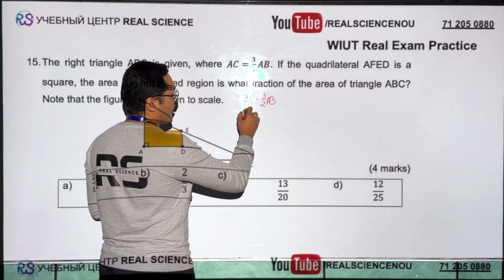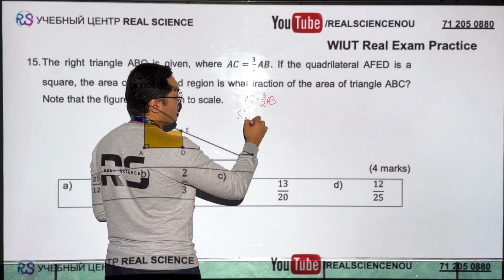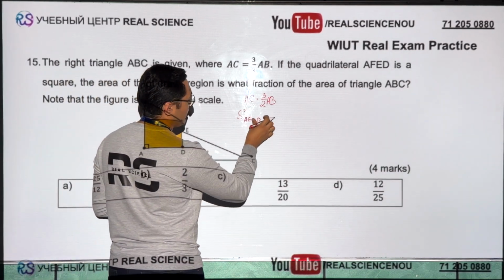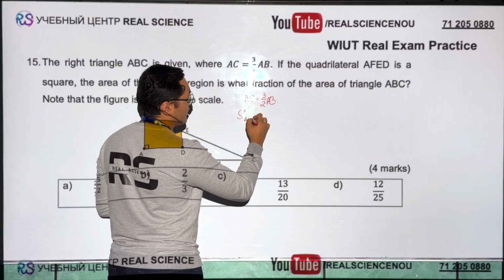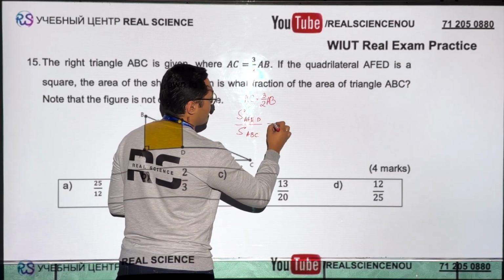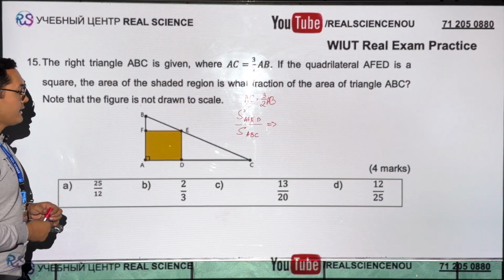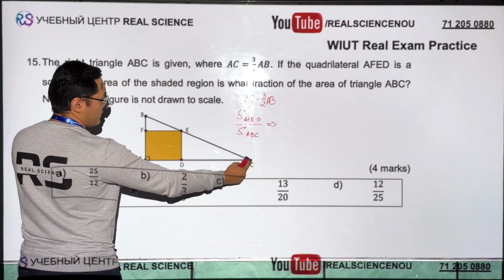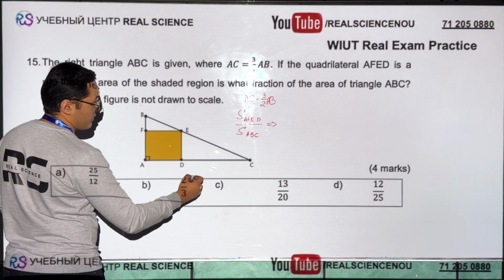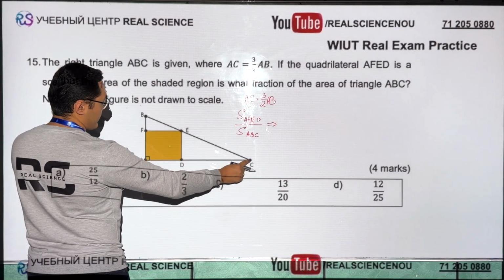So we need to find the area of AFED divided by ABC here. Okay, in order to do that, let's say that AC, this whole part, let's just call that X. Okay, this whole thing is just X.